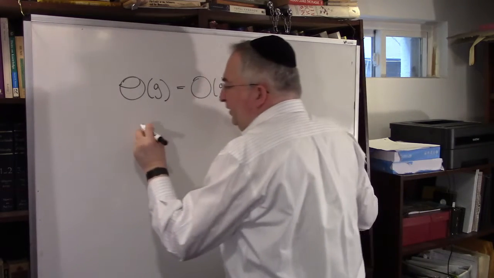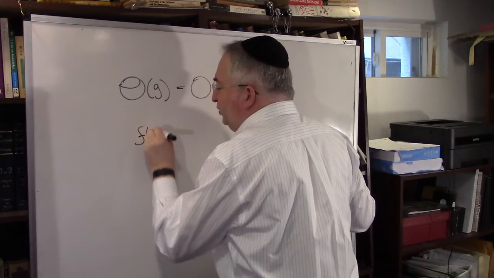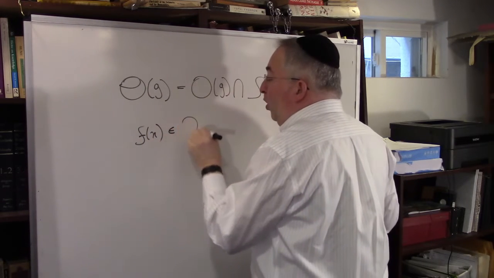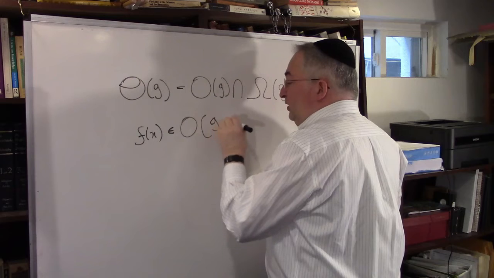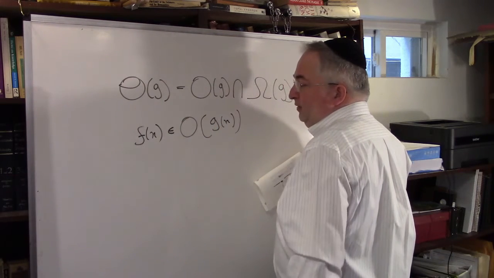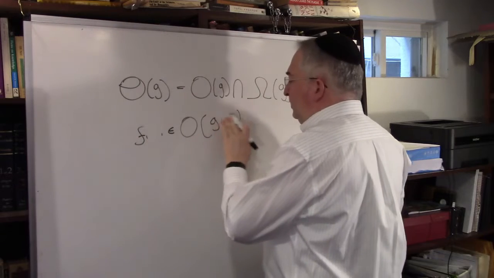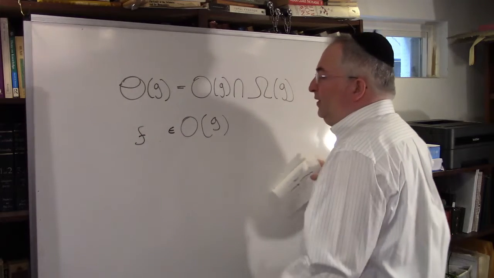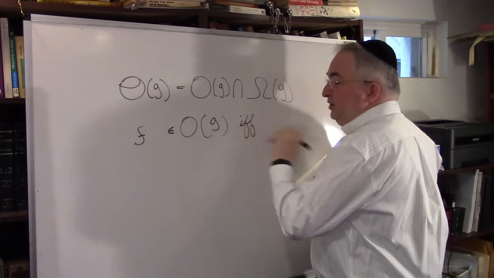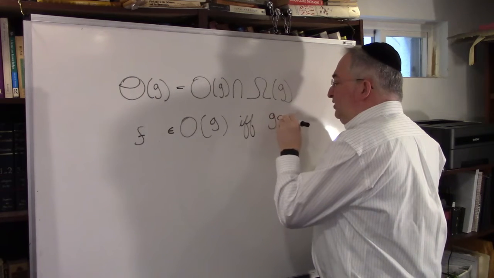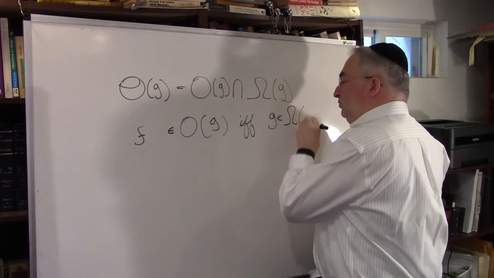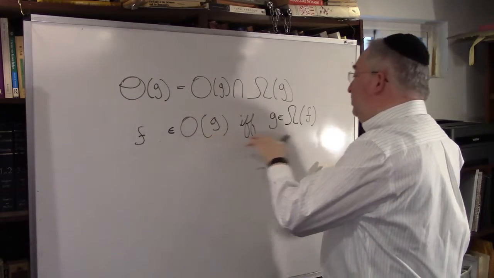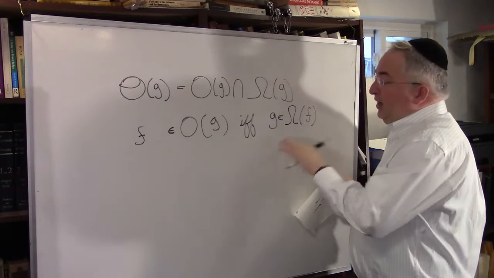Here's another one. F of n is a member of O of G of n. Let's leave out the of n. This makes more sense. If this is true, if and only if, that means the other way is true, G is a member of omega of F. If F grows slower than G, then G grows faster than F.